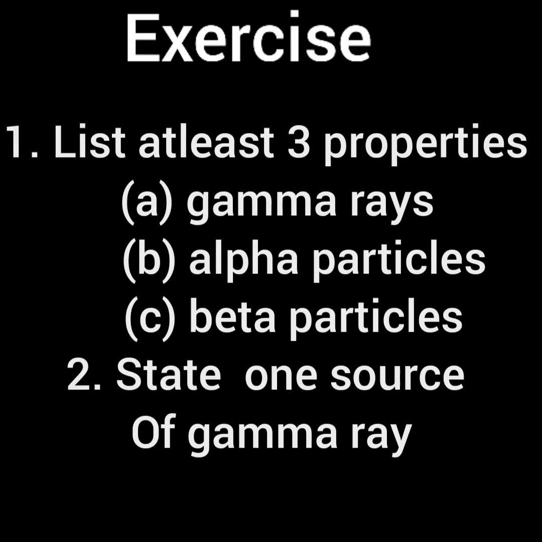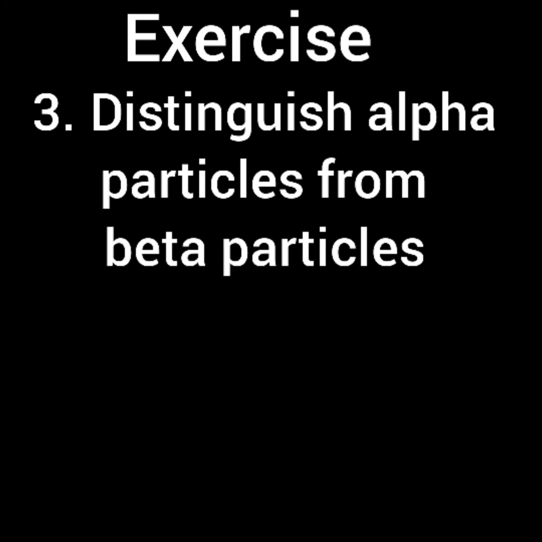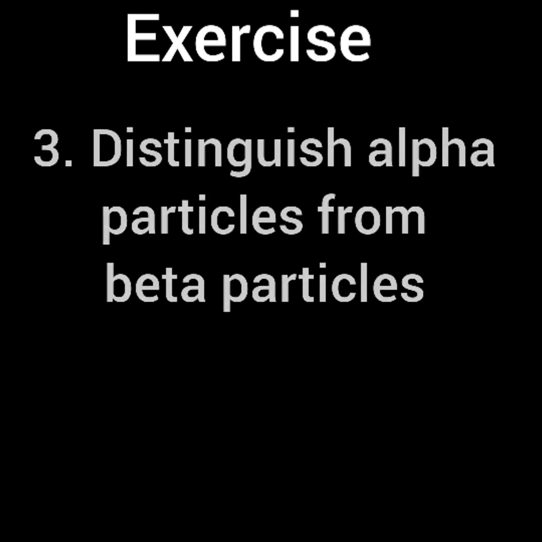Okay, so that's about this particular lecture that we had. Exercise. List at least 3 properties of gamma rays, alpha rays, and beta rays. State one source of gamma ray. And the last but not the least is to distinguish the alpha particles from beta particles. These are the three questions that you're going to attempt.